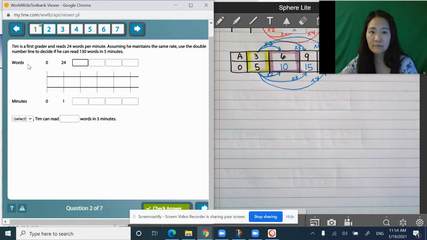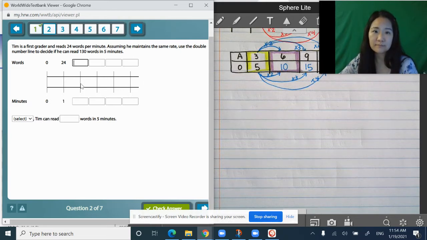The first number line represents the number of words he reads. The second represents the number of minutes. And the question is, he reads 24 words per minute. This 0, 0 stands for 0 minutes, he reads 0 words. Now the question is, can he read 130 words in 5 minutes, but they want you to use the double number line?